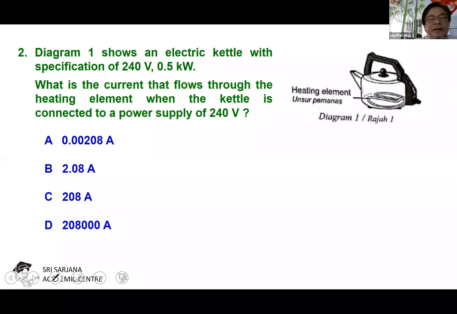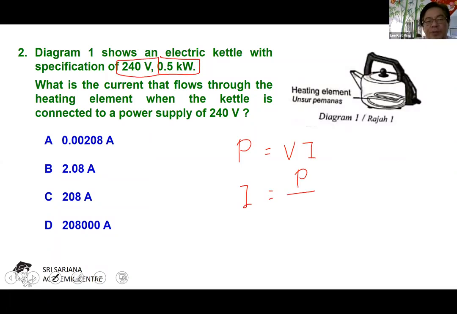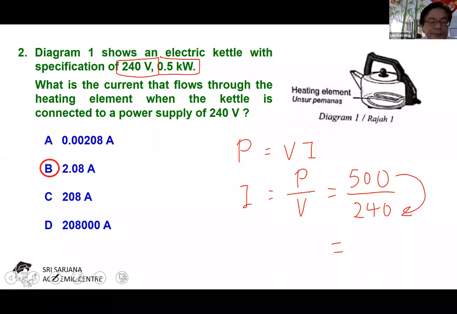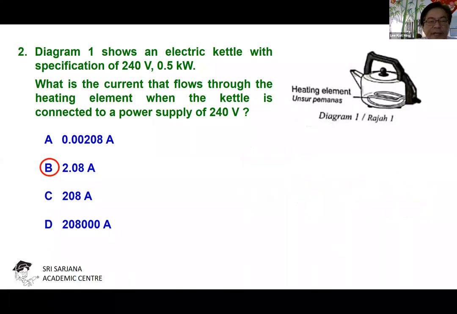What is the current? With power and voltage, you are going to use power equivalent to VI. And the power, you're going to change it to watt. They want to find the current, so your subject becomes power, and your voltage will be at the bottom. 0.5 meaning 500, over 240. So if you're good in math, it's like 500 over 250, which is going to be 2 point something. So no need calculator if you're good in maths.